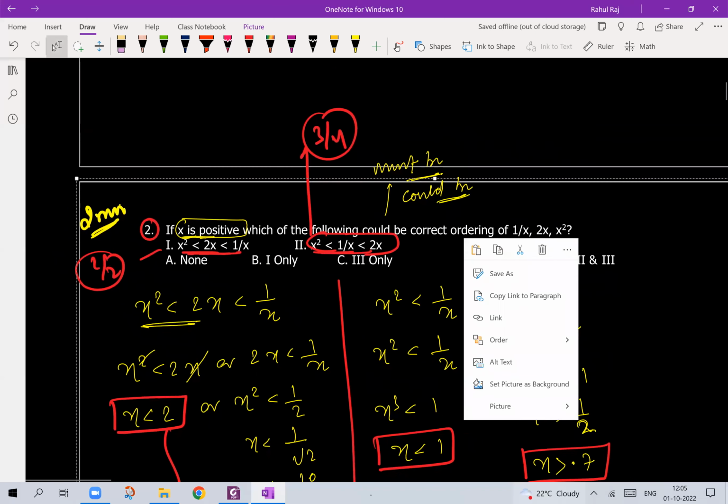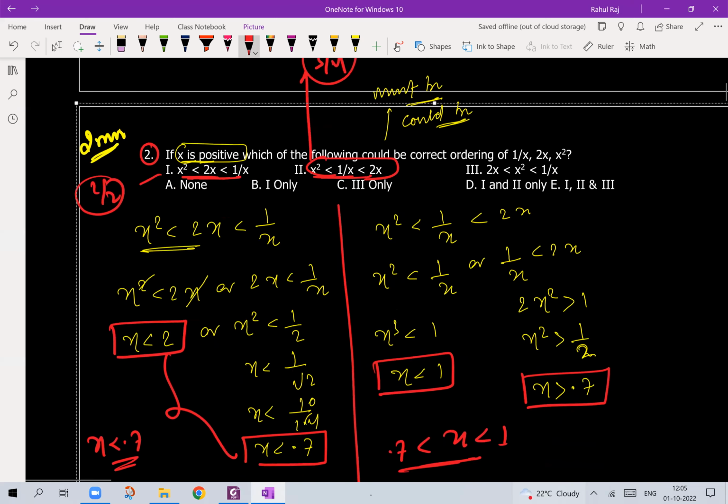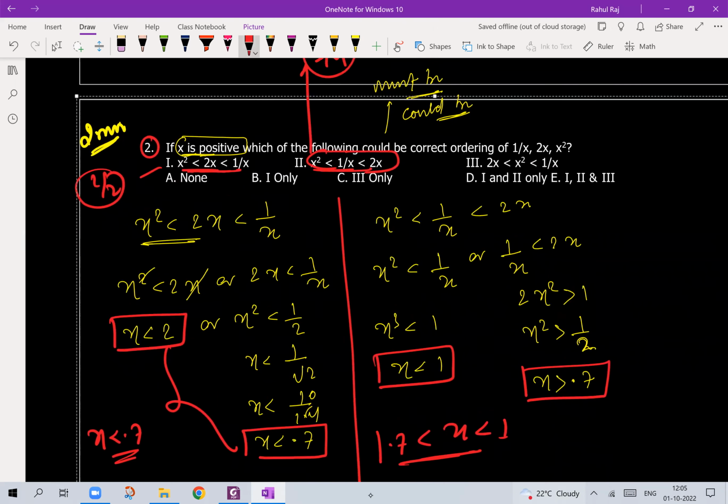So 3 by 4 is nothing but... and I never want you to play in points. It's always better you play in fractions itself. Always better to play in fractions, don't play in points. I'm just telling you, x lies between 0.7 and 1. So if I take 3 by 4 and put it into statement number 2, 100% this statement will satisfy. Check.